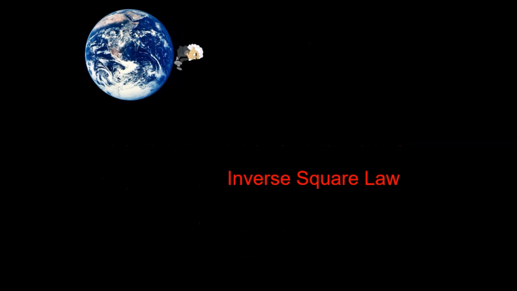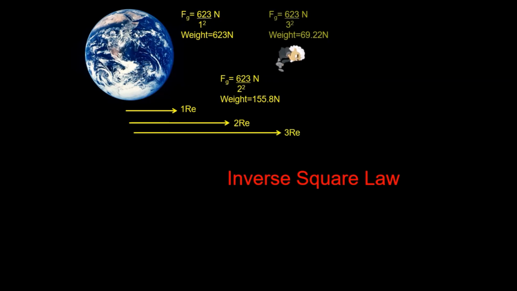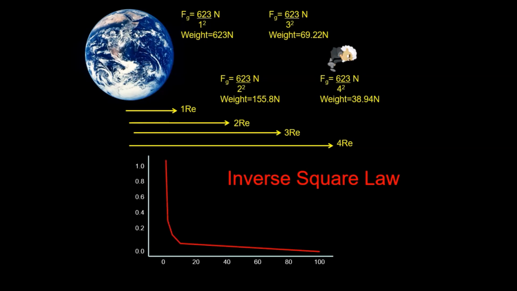And of course, this was the inverse square law. And the statement here is that for every Earth radius we go, the force of gravity will fall off by essentially that radius squared. So 623 over 1, 623, go to 2 Earth radii, 155.8, 3 Earth radii, we're looking at essentially a factor of 4 falling off here each time, 69.39. And there's what this graph would look like.